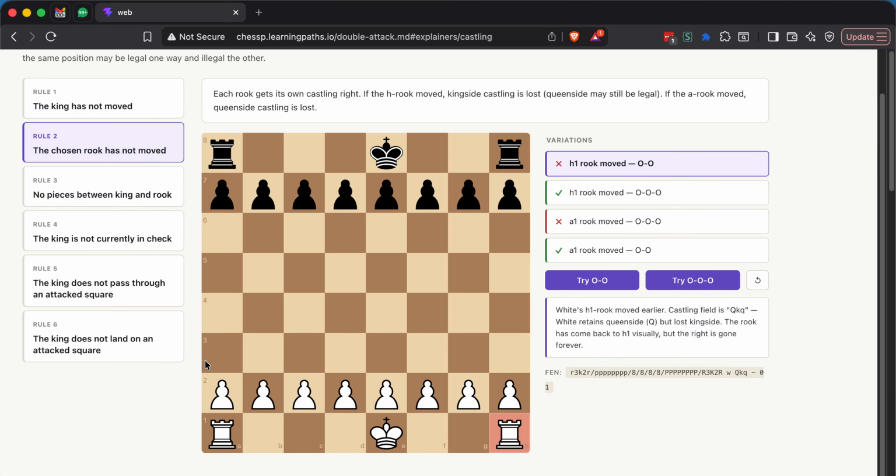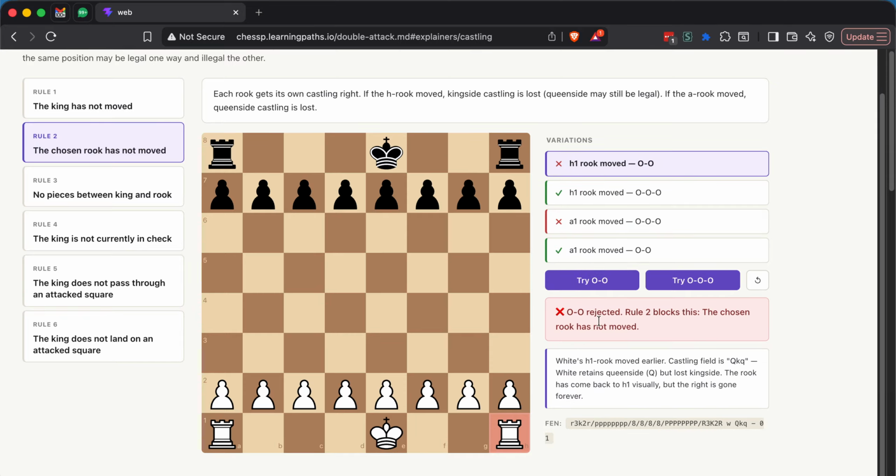The next rule is similar to the king: the rook also should not have moved. Combining these two rules, for castling to happen, both the king and the rook should not have moved. In this case, since the rook has moved already, we will not be able to do king side castling. When we try to do king side castling, as you can see, this is rejected because the chosen rook has already moved. But while it avoids castling on this side, we can still castle on the queen side. Let's try the queen side castling. As you can see, that still happens.